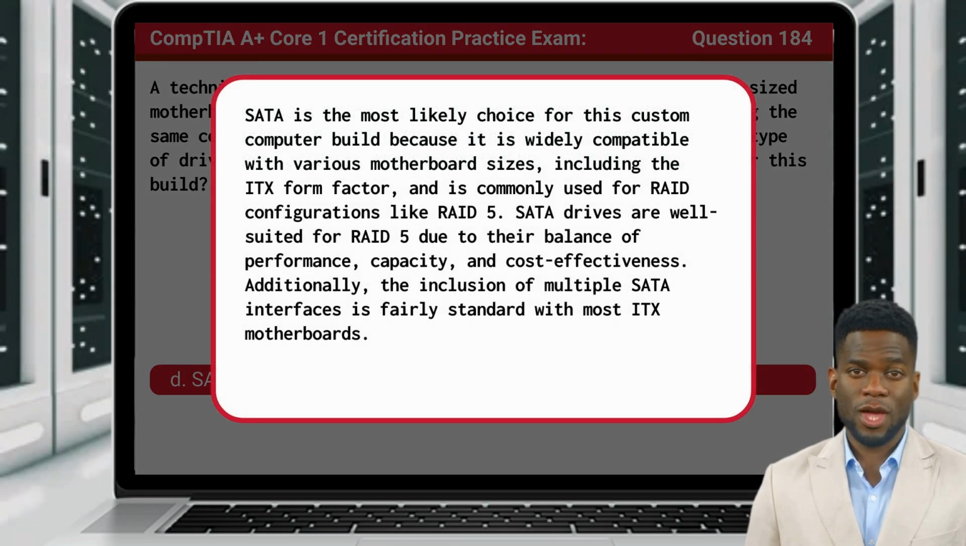SATA is the most likely choice for this custom computer build because it is widely compatible with various motherboard sizes, including the ITX form factor, and is commonly used for RAID configurations like RAID 5. SATA drives are well suited for RAID 5 due to their balance of performance, capacity, and cost effectiveness. Additionally, the inclusion of multiple SATA interfaces is fairly standard with most ITX motherboards.